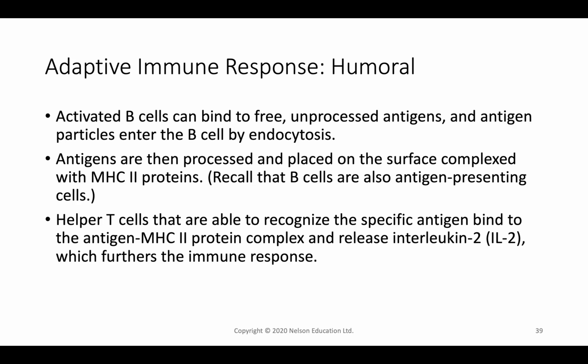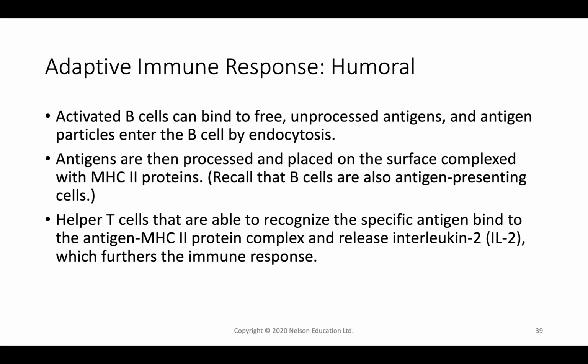Activated B cells are able to bind to any of the antigens that they have been targeted against, so any unprocessed antigen that they already have their antibodies against. And once antigen particles enter the B cell by endocytosis, then we can create antibodies against them. So once we endocytose this unprocessed antigen, we process it using those major histocompatibility complex proteins, and then we use them as an antigen presenting cell.